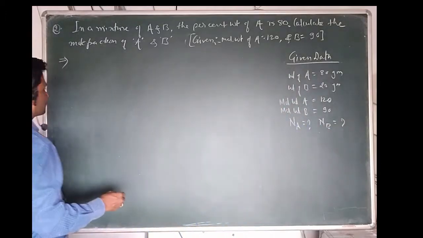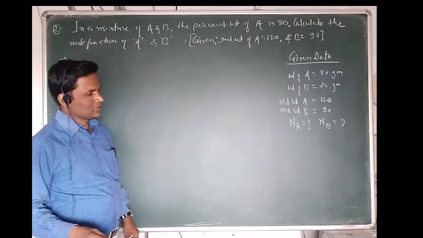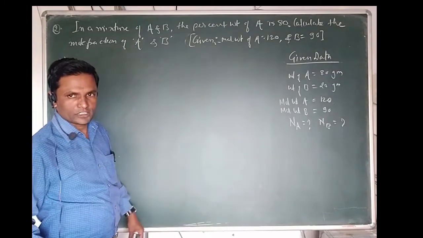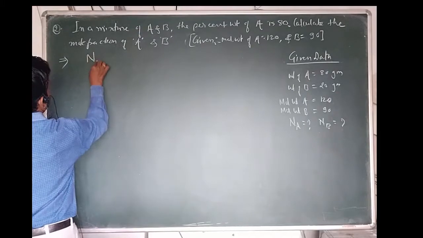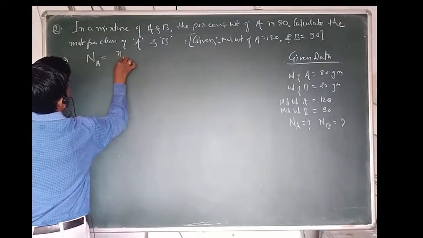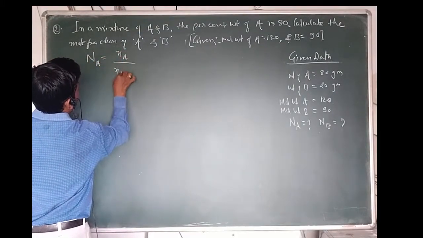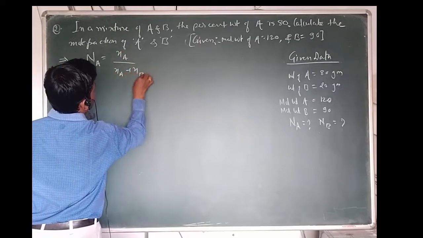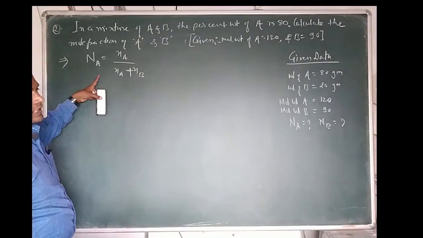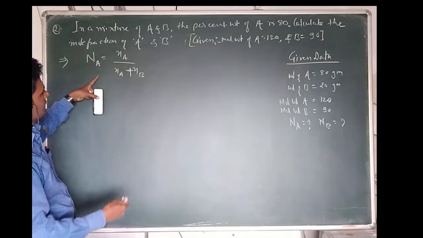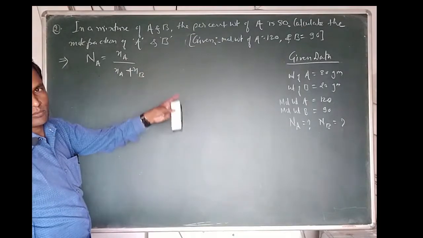So let me start how to solve the problem. Mole fraction of A, Na, equals the number of moles of A divided by the number of moles of A plus the number of moles of B, that is the total number of moles. Before calculating the mole fraction of A, we have to calculate the number of moles of A and the number of moles of B.